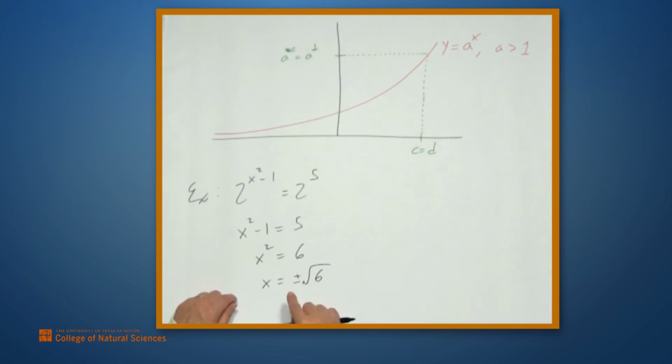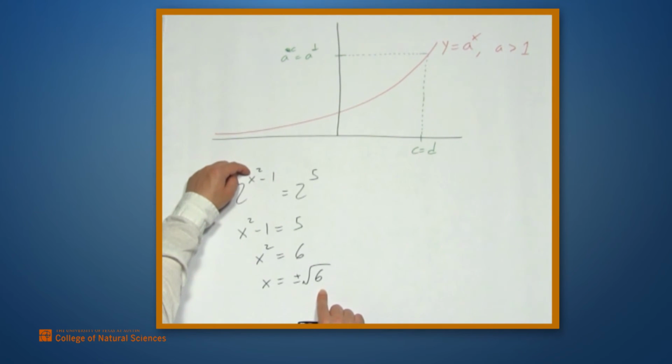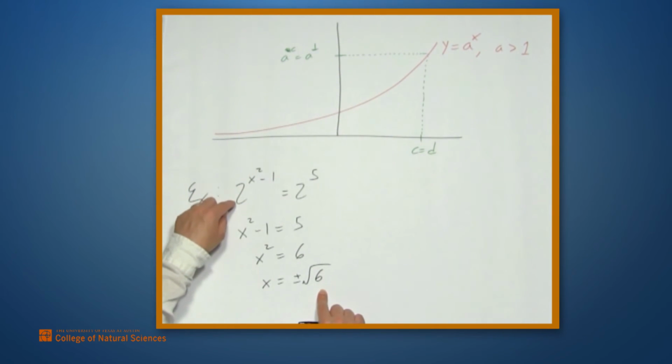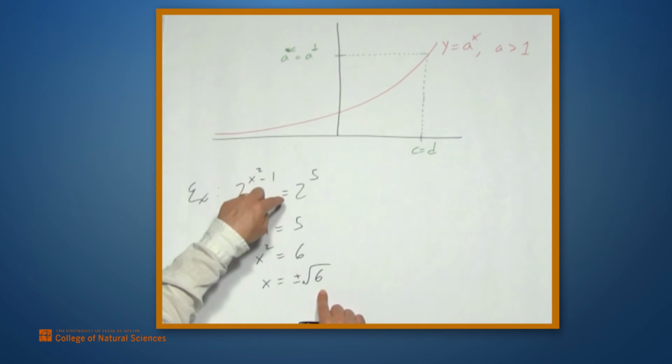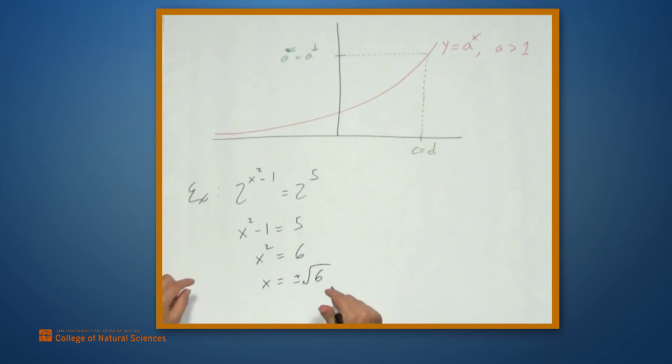It's worth noting that the two answers we got here came from the fact that one of these exponents was a quadratic. It's not from the fact that we went from 2 to the something equals 2 to the something to those two somethings being the same. Let's look at one more example.